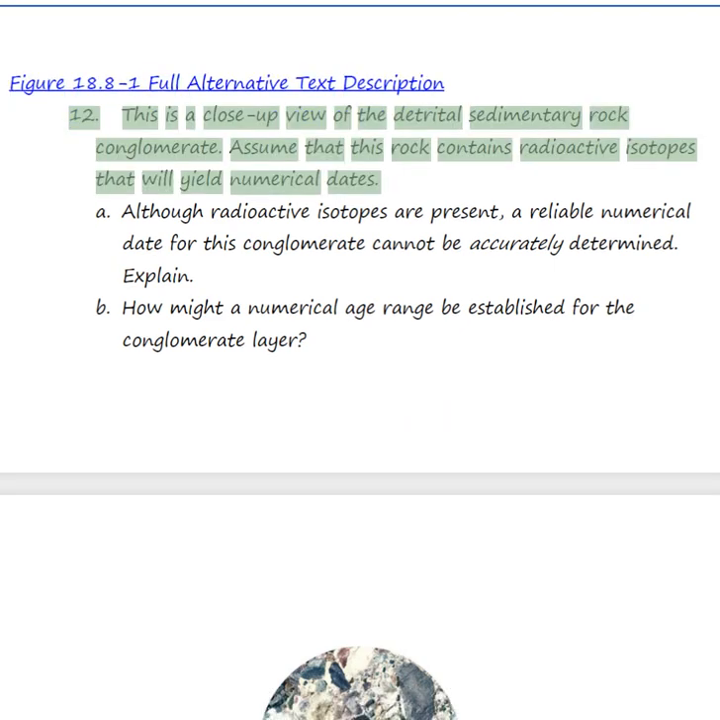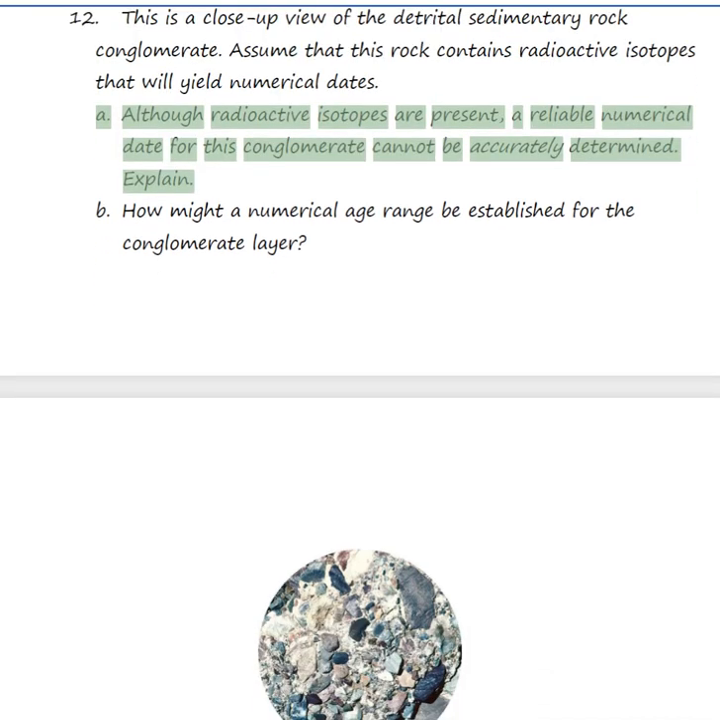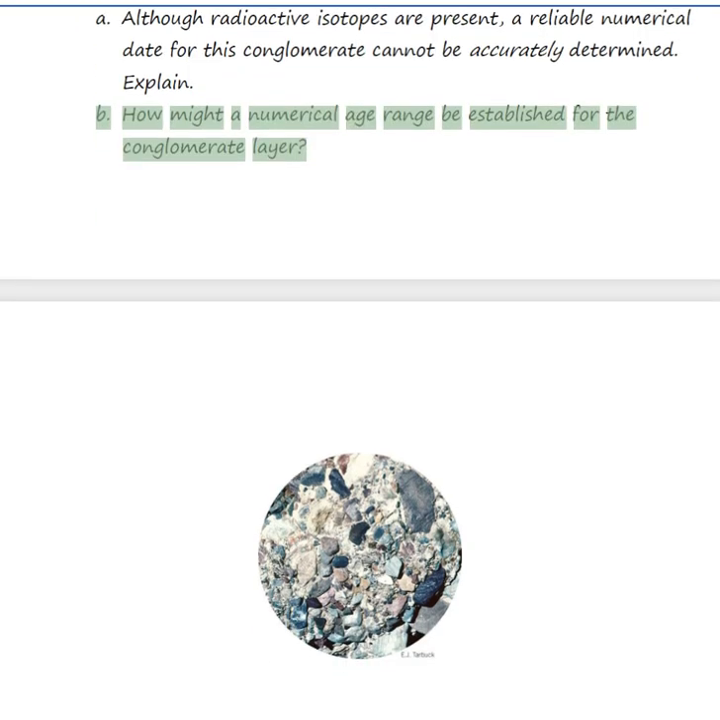12. This is a close-up view of the detrital sedimentary rock conglomerate. Assume that this rock contains radioactive isotopes that will yield numerical dates. A. Although radioactive isotopes are present, a reliable numerical date for this conglomerate cannot be accurately determined. Explain. B. How might a numerical age range be established for the conglomerate layer?